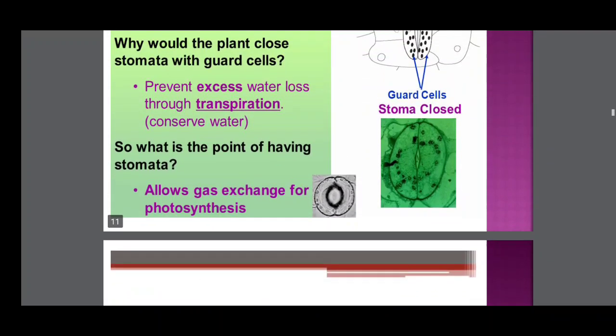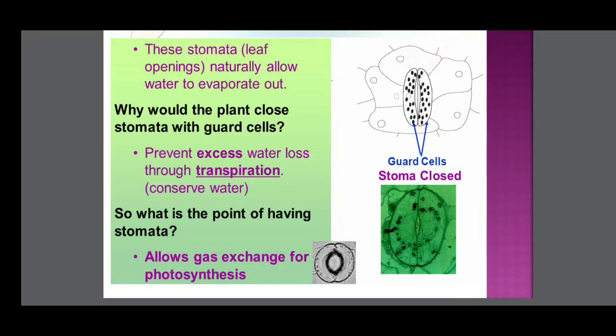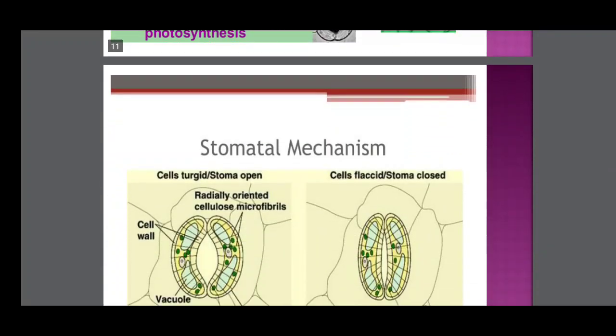At the same time, when the stomata open, gases are exchanged between the plants and the atmosphere. The oxygen is released from the plants to the atmosphere through the stomata. At the same time, carbon dioxide moves from the atmosphere to the plants.